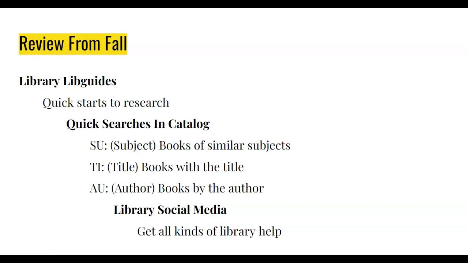First, let's start with a review from the fall or the first course that you have taken. Library LibGuides are a quick start to research. We're going to drop the link to our webpage in the description. You can click on it and follow along. Quick searches in our library catalog: the subject search, the title search, and the author search. And then library social media is a great way to access library help. We will also drop those links in the description.